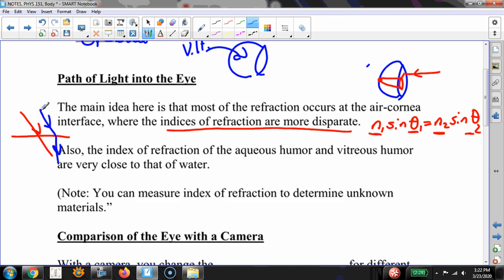Just as an aside, you can measure the index of refraction to determine unknown materials. That's a pretty common way to do it: if you have a liquid or a gas, you can measure the angle that light refracts when it travels into that material, and that gives you a measure for its index of refraction, this value n. You can look that up in tabulated values to find out what that material is.